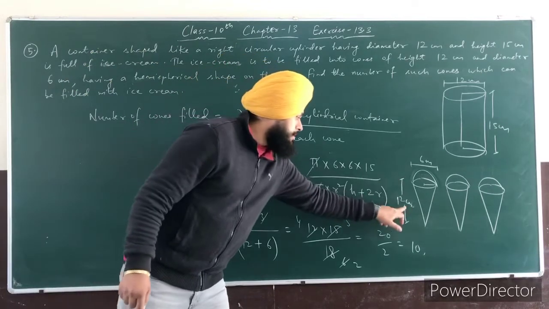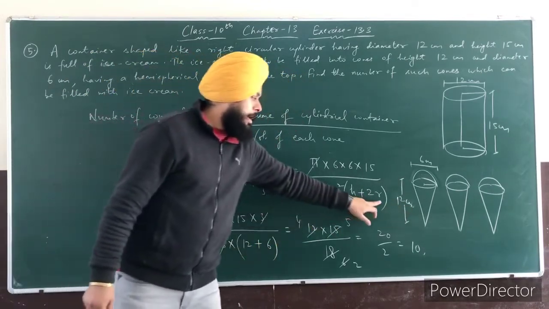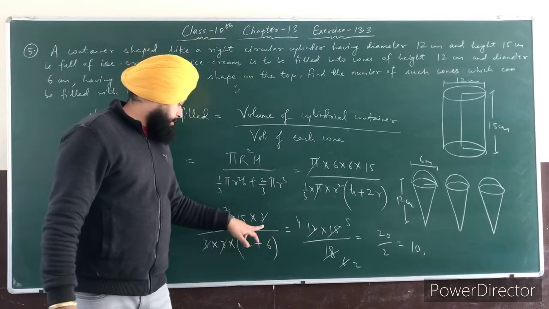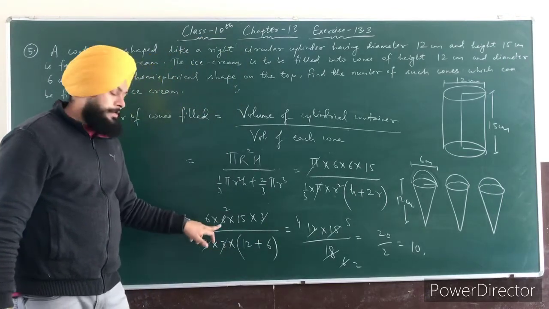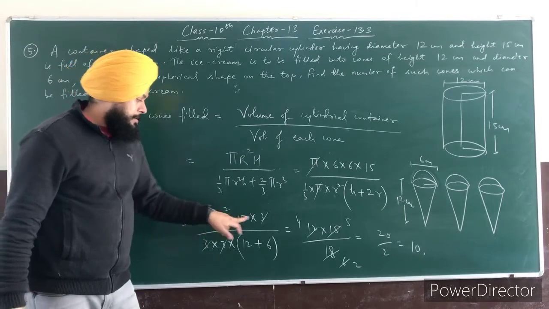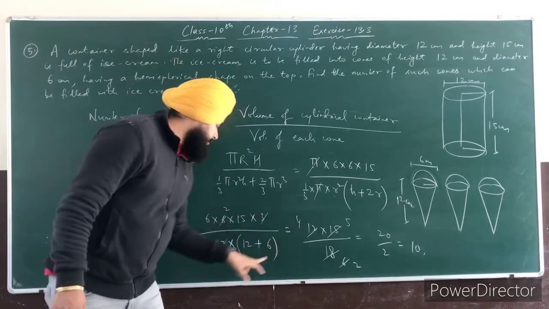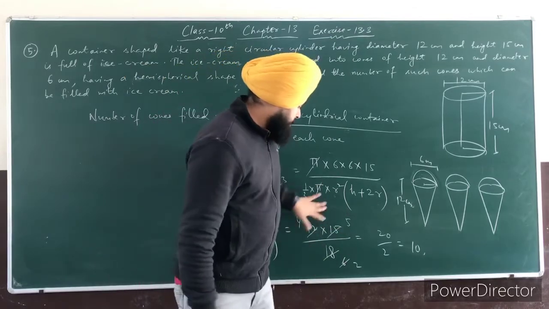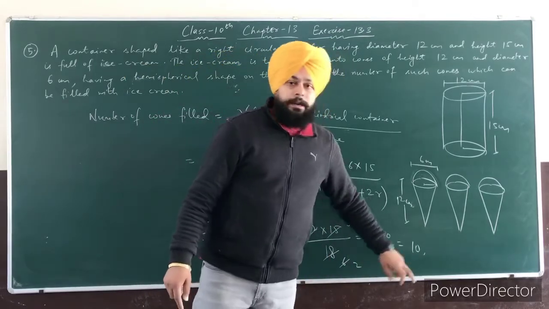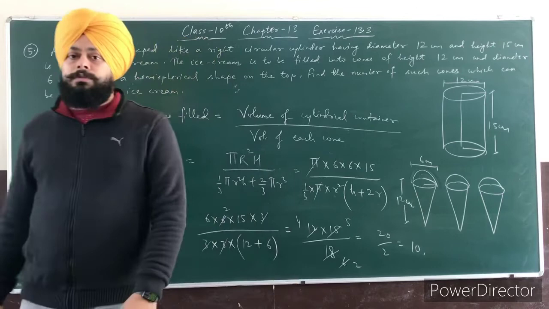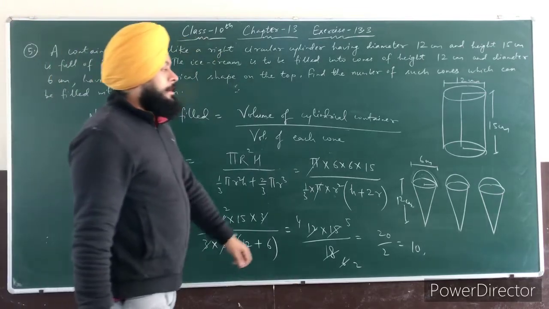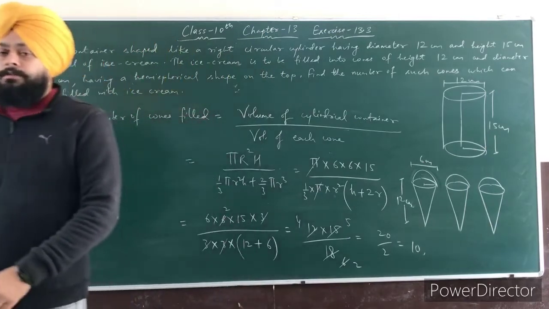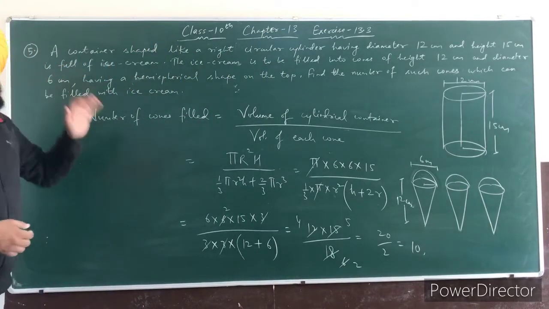Height of cone is 12 plus 2r. Radius is 3. Therefore 3 2s are 6. So this 3 cancel. 3 2s are 6. Now 6 2s are 12 into 15 divided by 12 plus 6. How much? 18. So by calculating this, we will get 10. It means total 10 cones are filled with this container. Clear students? So this is your question number 5th.